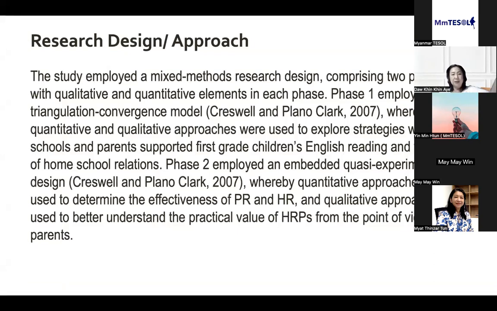Now, if you look at the example here, right, this is an example from one of the articles, not from a chapter, but from a research paper. If you look at it here, the study employed a mixed method research design comprising two phases with qualitative and quantitative elements in each phase. Phase one employed a triangulation convergence model, whereby quantitative and qualitative approaches were used to explore strategies with which school and parents supported first grade children's English reading and the nature of home-school relations. Phase two employed an embedded quasi-experimental design, whereby quantitative approaches were used to determine the effectiveness of PR and HR, and the qualitative approaches were used to better understand the practical value of HRPs from the point of view of parents.